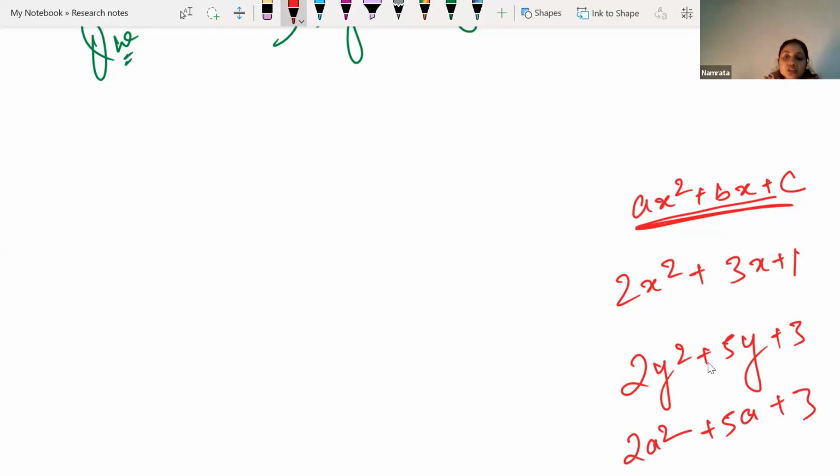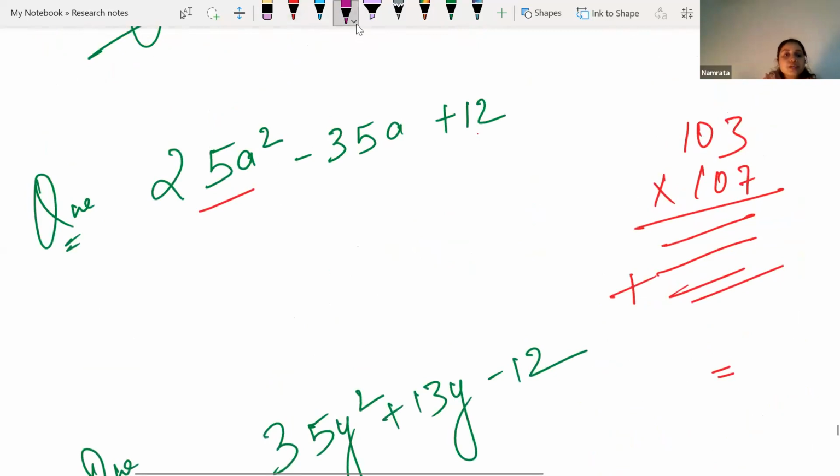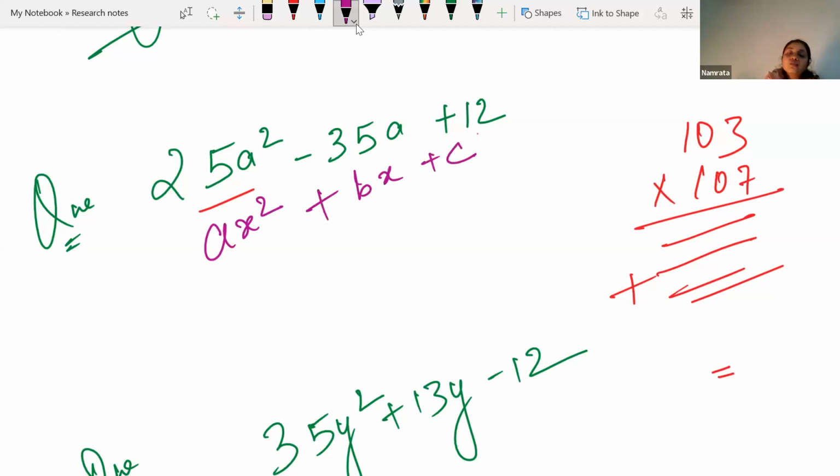So you can compare each and every one; each one looks like the standard form of the quadratic expression. So we can say 25a square minus 35a plus 12 is a quadratic expression. Whenever we have a quadratic expression, how can we solve it? This is in the pattern of ax square plus bx plus c. Whatever is there at the place of c, you need to break it. Here we also have a as 25.